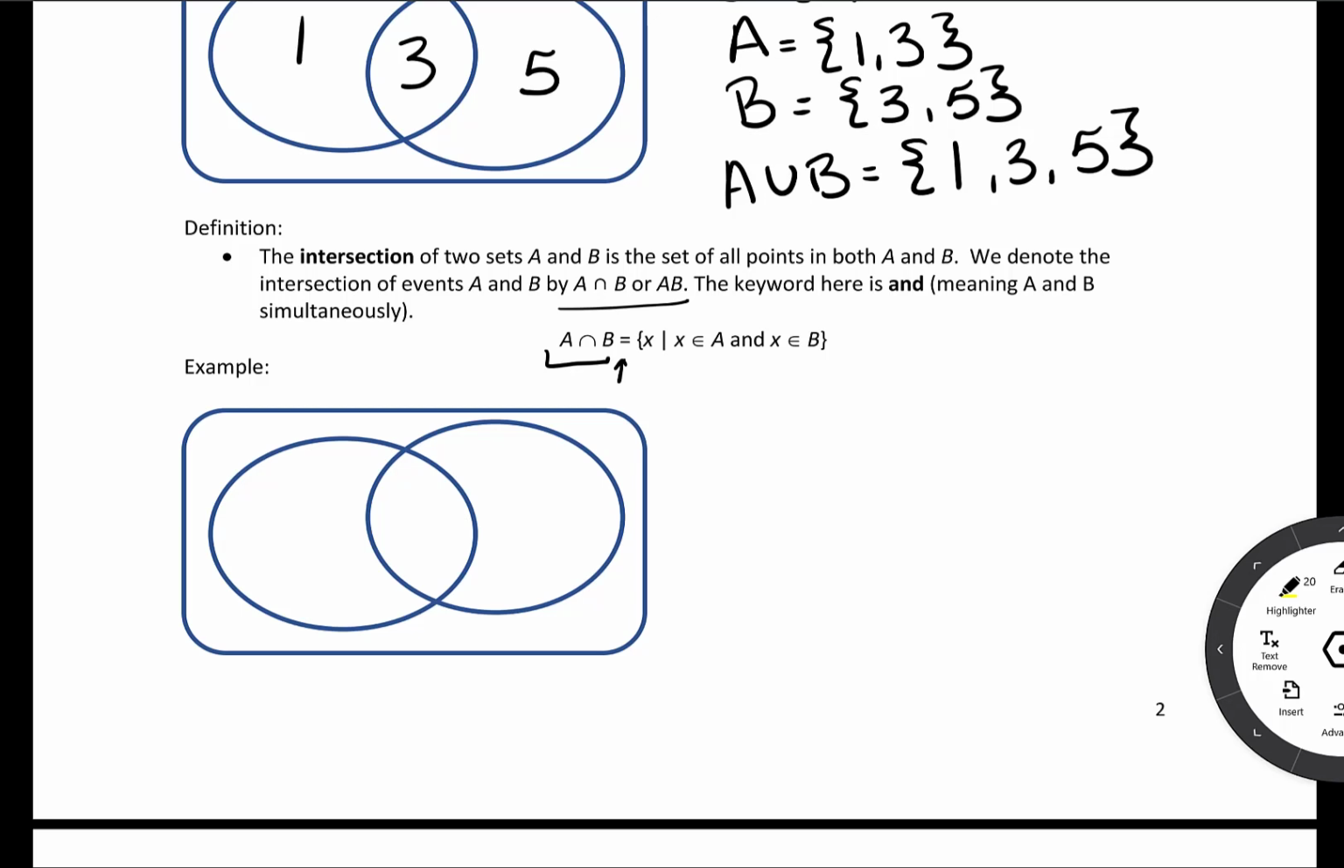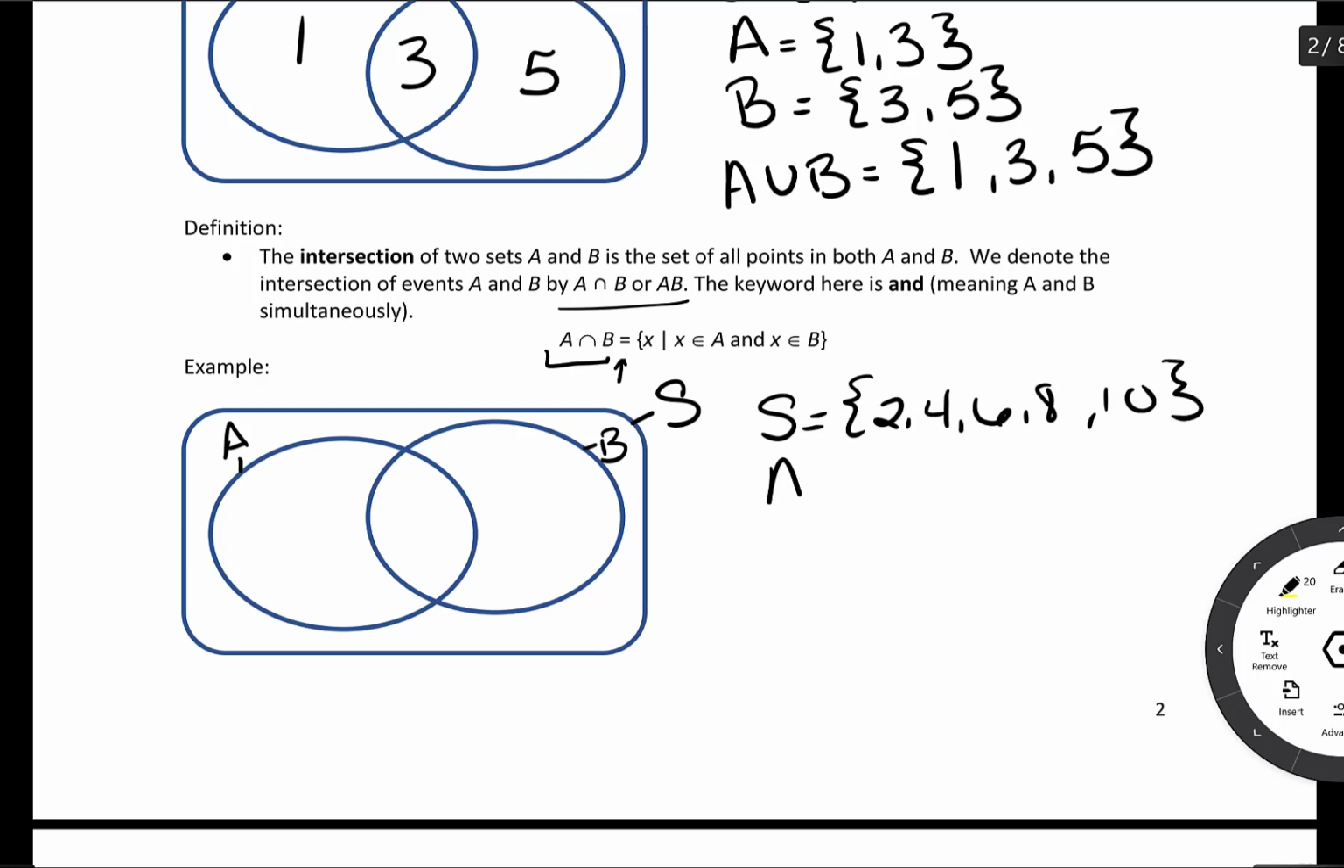So again, if we look at our Venn diagram here, if we wanted to draw this out, we could let S again be the universal set, we could have A, and we could have B. This time, let's let S be equal to 2, 4, 6, 8, and 10. We're going to let A be equal to 2, 4, and B be equal to the set having 4 and 6. So in this case, notice the overlap between A and B is 4. So 4 goes in the intersection.